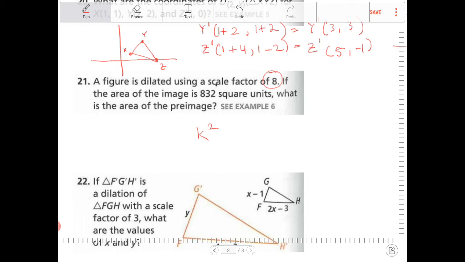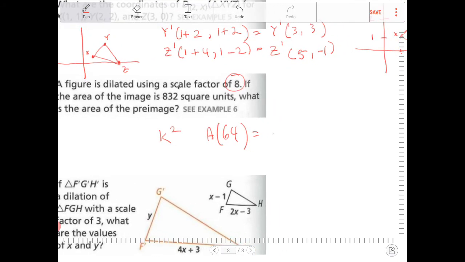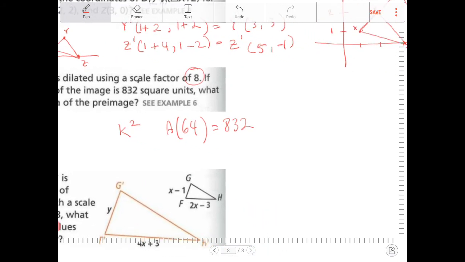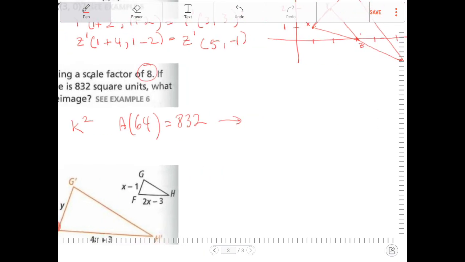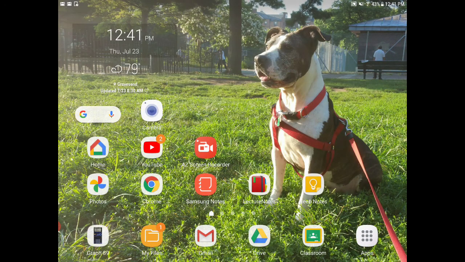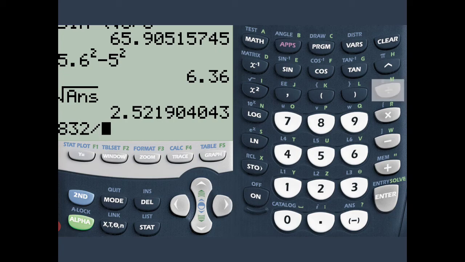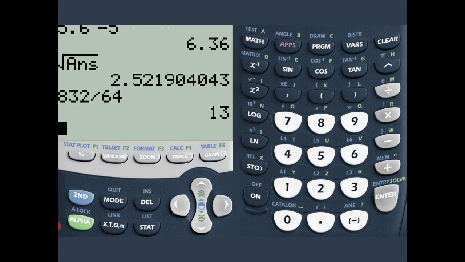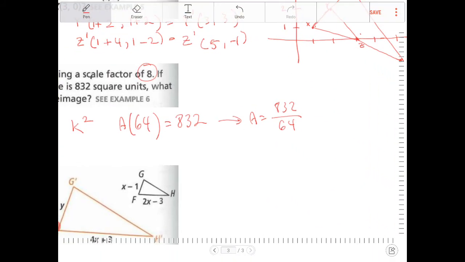So since the scale factor here is 8, that means we are going to be multiplying the area, which I don't know what the original area was, by a factor of 64. And the new area comes out to be 832. So to get the old area, all I've got to do is just divide 832 by 64. And what is that? Let me get the calculator. It's 13 square units.